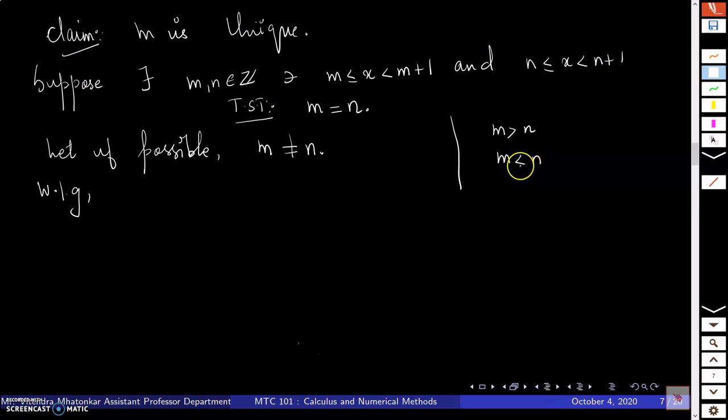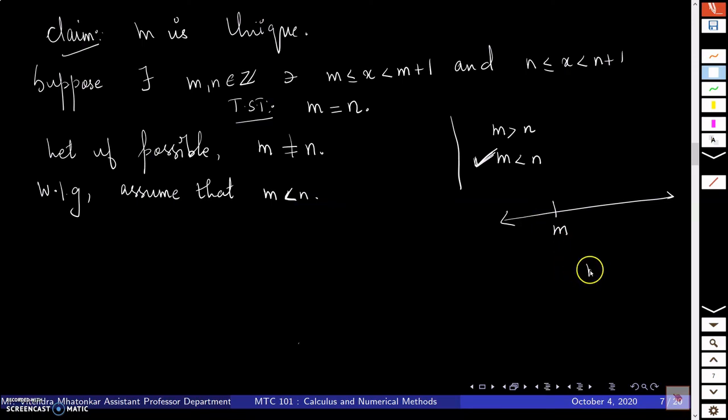So without loss of generality, I'll assume that m is strictly less than n. Now m and n are two integers, so I'll just put them on a number line. Supposing m is my integer here, what are the possible choices for n? n is an integer which is greater than m. So n can be m plus 1, or m plus 2, or m plus 3, or any integer after that as well. That means n is strictly greater than m. It can be bigger than or equal to m plus 1. It cannot be less than m plus 1.